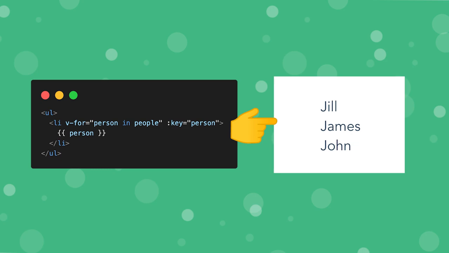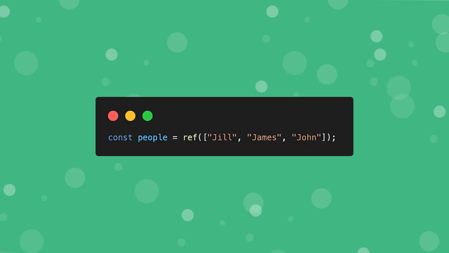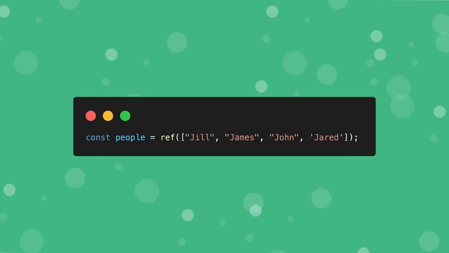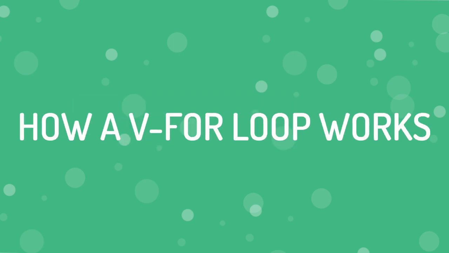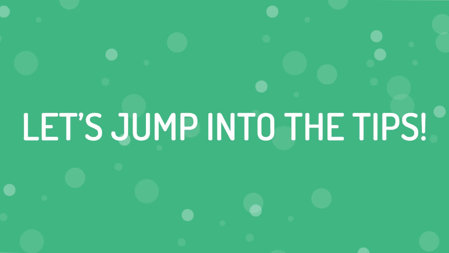And as you can see, we have the same exact result here inside of our browser as we did when we statically assigned each one of the li tags inside of our unordered list. And if we want to add any additional items to our list, then all we need to do is add a value to our array here, and then that item will be rendered inside of that list dynamically. Now that we have an understanding of how a v-for loop works, let's jump into the tips.